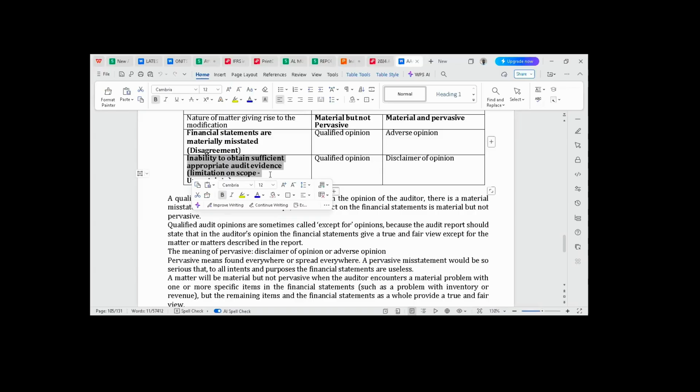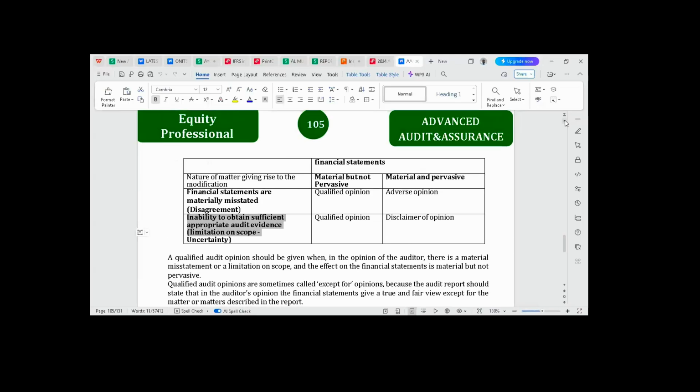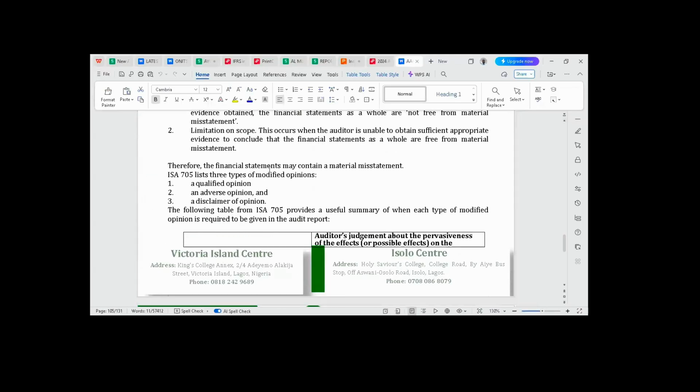Is that clear? Yes, sir. Thank you. Any other question? I've used that opportunity to explain the types of audit reports or audit opinion. We have explained qualified opinion. When they ask you in an examination, you know how to answer it now. If they ask you about adverse opinion, you know how to answer it also. If they ask you about disclaimer of opinion, you know how to answer it as well. Those are the three types of audit reports under the modified audit opinions. Are we together?